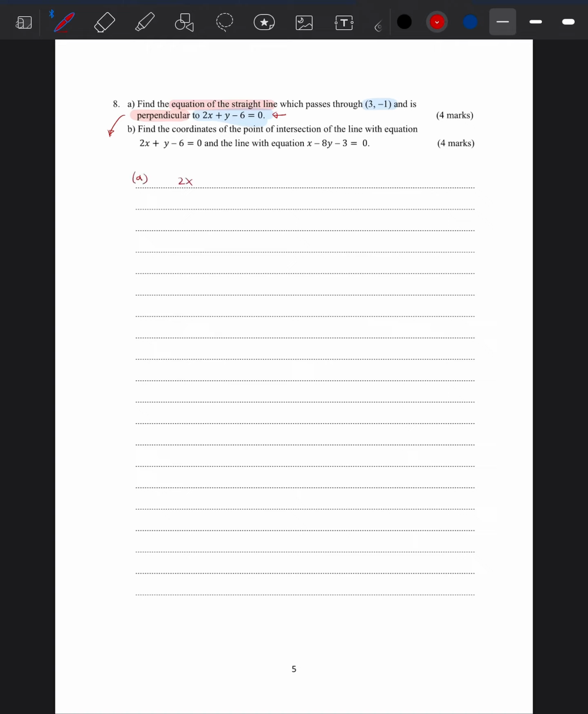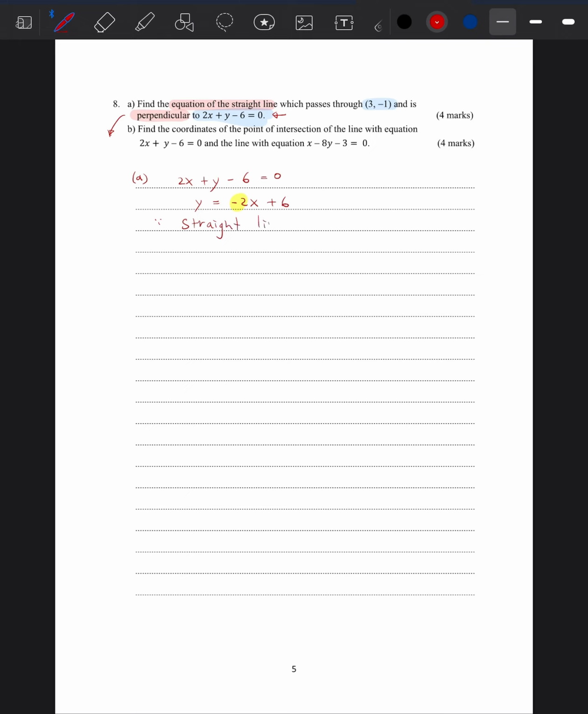So the first part, you have to find the gradient by rearranging your equation. So always make sure you rearrange it in the form of y equals mx plus c. So everything else, put it onto the other side. So you got y equals -2x plus 6. So therefore, you know the gradient of this line here is -2.